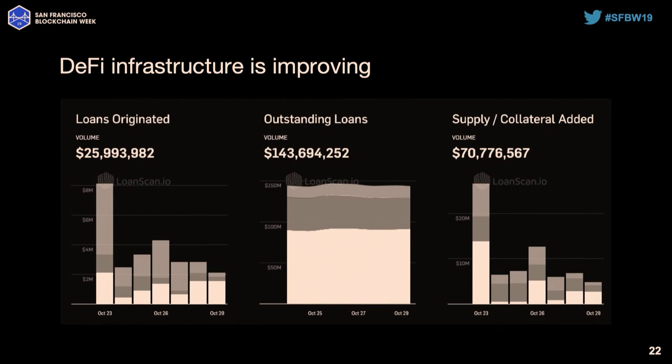We're starting to see DeFi infrastructure really improving. Lending, in particular, has started to see very good product market fit. This is a chart from just a few days ago taken from LoanScan. There are over $143 million of outstanding loans on DeFi protocols right now.